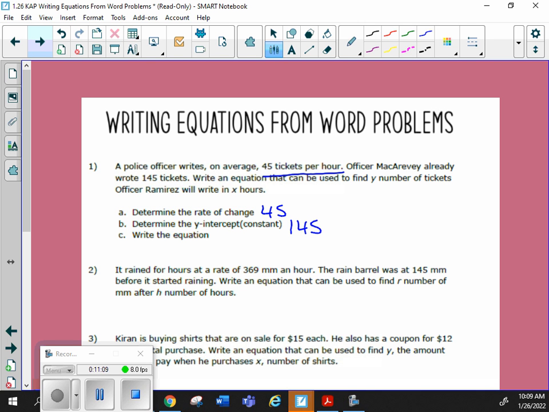Okay, and I'll just plug that into my equation. So again, my template, y equals mx plus b. Let's replace the letters with the numbers that we have. Who wants to write that equation? Brian, let's hear it. Write the equation using y equals 45x plus 145. Very good.